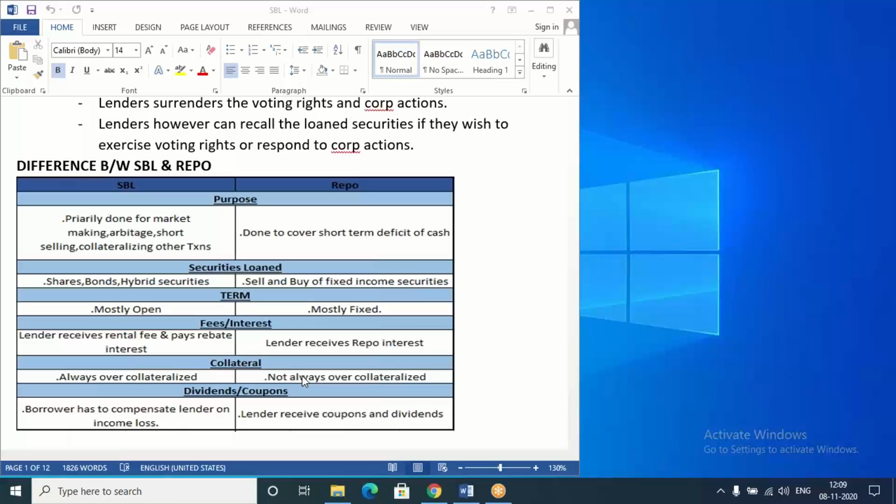Is this clear to everyone? Yes or no? The reason why a repo is done is the borrower needs cash, because there's a short term deficit of cash. When it comes to the entitlements, the borrower has to compensate the lender on any income loss. Whereas in a repo agreement, the borrower receives the coupons and the dividends.